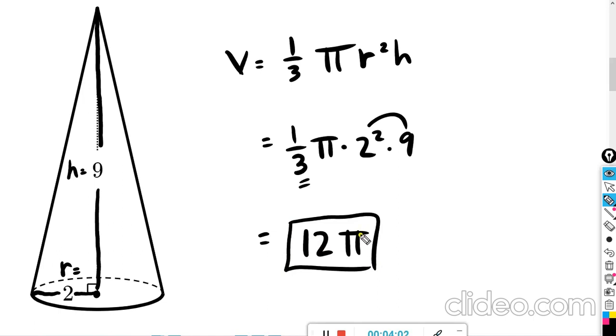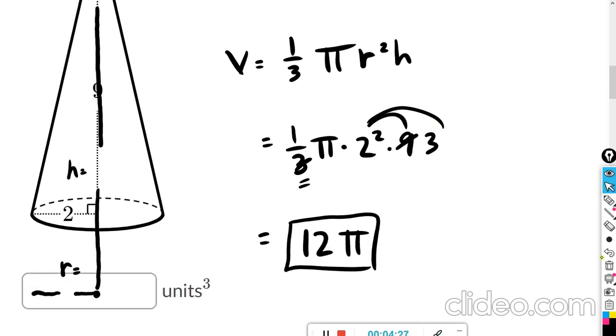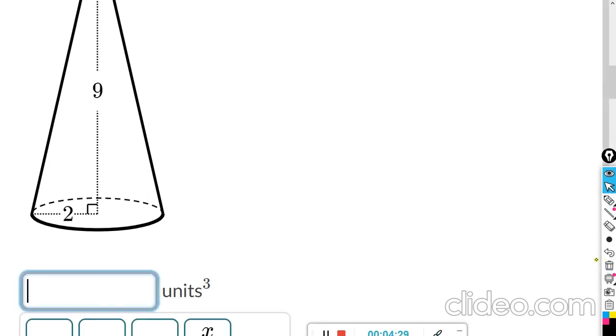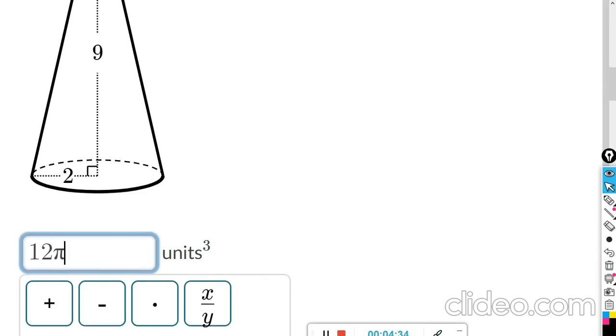Alternatively, if you want to practice canceling fractions, since we're dividing by 3, you can look for something that's divisible by 3 in the numerator. We know we can divide 9 by 3, so 9 divided by 3 is just 3. Then you can do 2 squared times 3 on the calculator, and again, you will get 12. You still have pi in the final answer, so click in the box, type 12 pi, and it gives you the pi symbol.